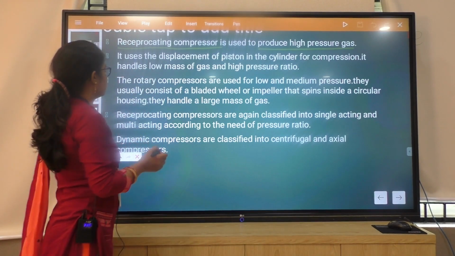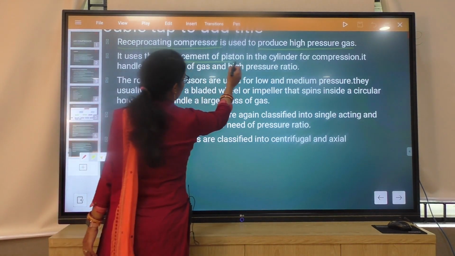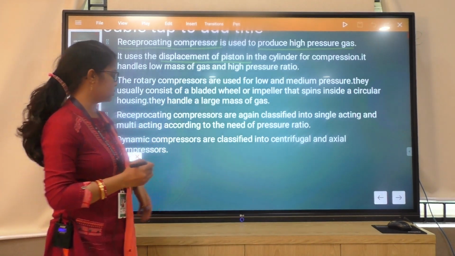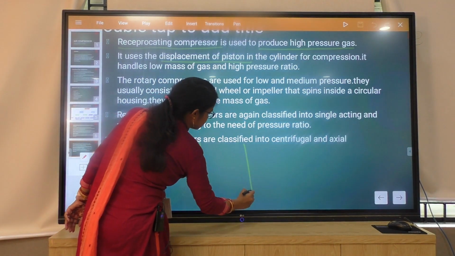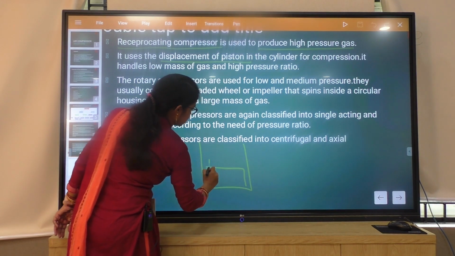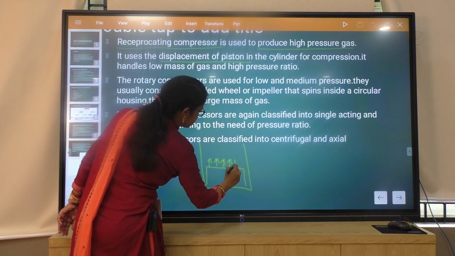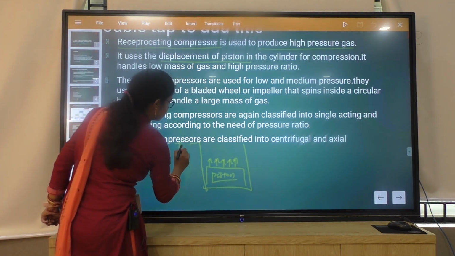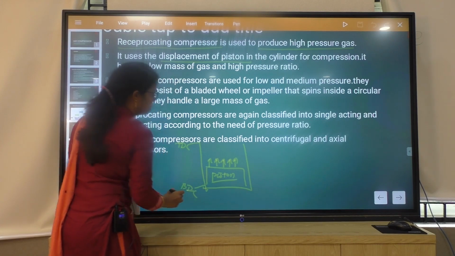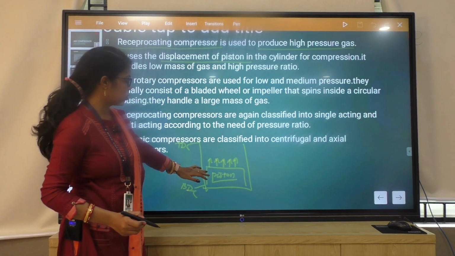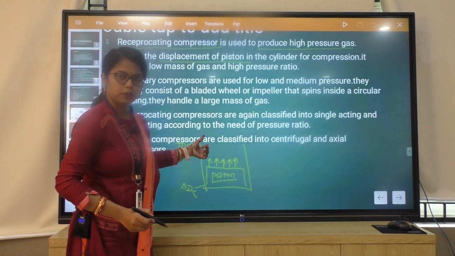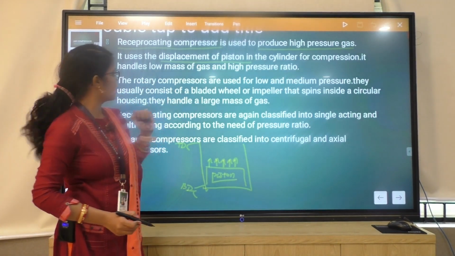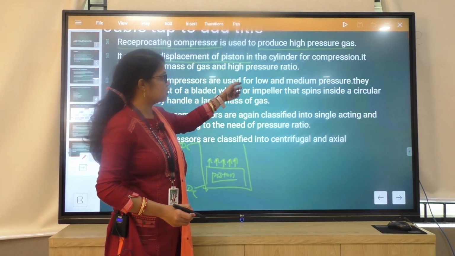Clear? And it utilizes the displacement of the piston in the cylinder. Inside the cylinder the piston is there, and this reciprocating type of air compressor uses this piston. The piston is displaced along the cylinder. This is TDC and BDC. The piston reciprocates inside the cylinder from the BDC to TDC, and this displacement of the piston is responsible for the compression of the air inside the cylinder.